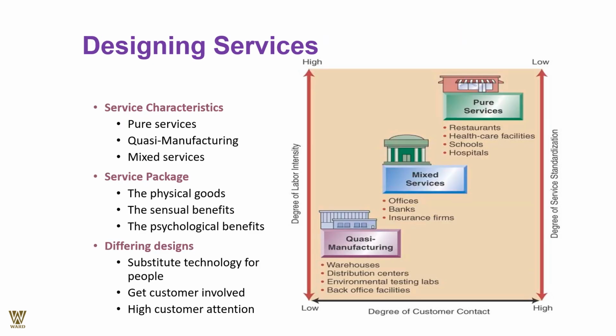So designing services, it will be the service characteristic, which might be purely service oriented. It might be quasi manufacturing, mixed services, as the case might be. In pure services, we talk about restaurants, healthcare services, schools, hospitals. Mixed services are all about offices, banks, insurance firms. Quasi manufacturing would be warehouses, distribution centers, environmental testing labs, back offices.